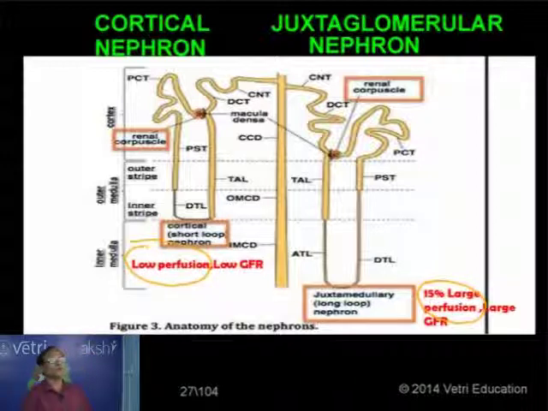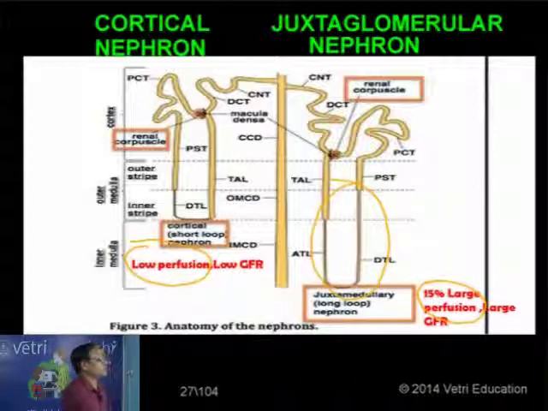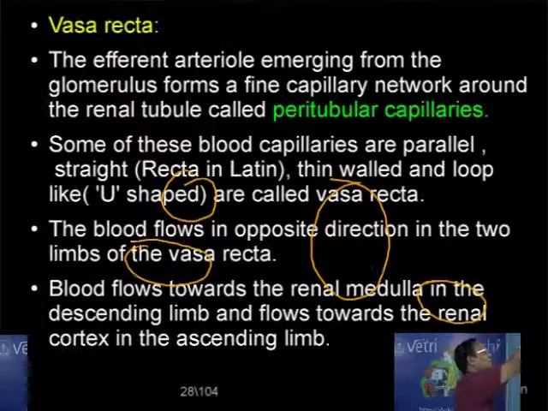The amount of filtrate produced per minute is less in cortical nephrons when compared to juxtamedullary nephrons, where the rate of glomerular filtration is always higher because of the morphological aspect, the great length of the loop of Henle. You see that this one extends only into the outer medulla, not into the inner medulla, whereas this one extends deeper into the inner medulla also. So these are some of the morphological and functional differences of the two nephrons.